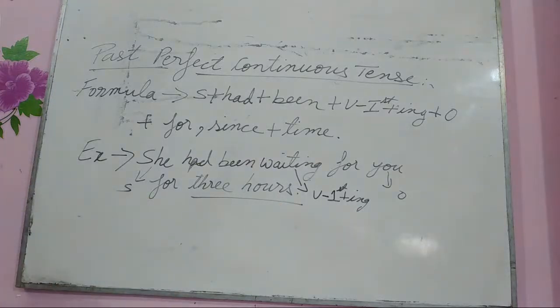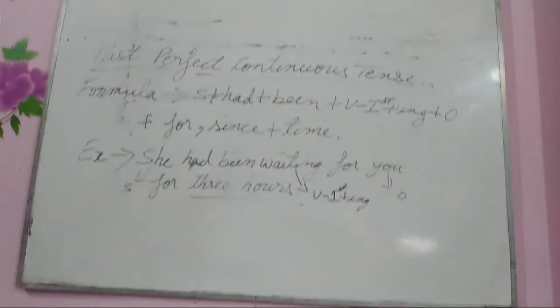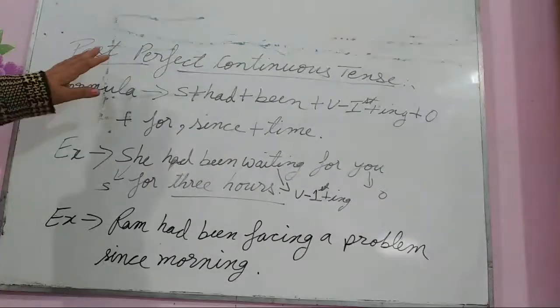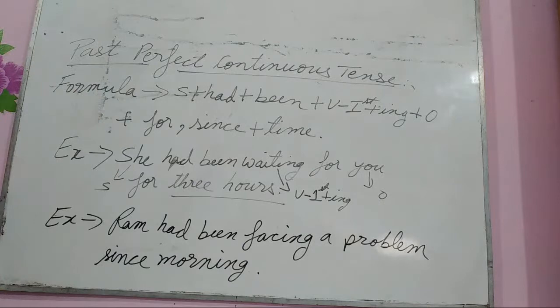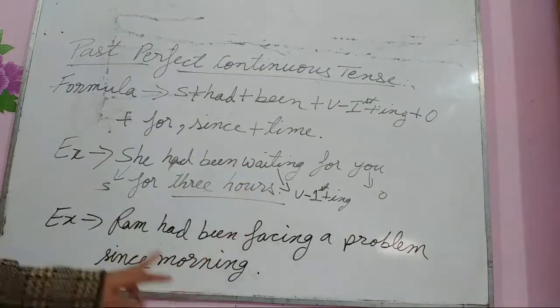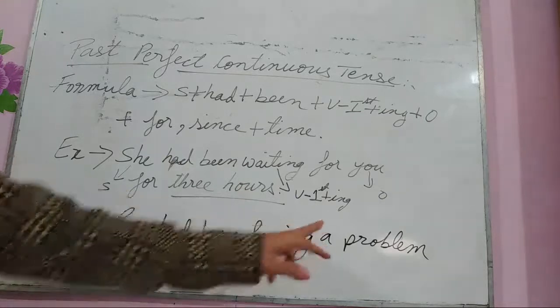Let's see the next example. Perfect continuous tense. First, she had been waiting for you for 3 hours. Ram had been facing a problem since morning.